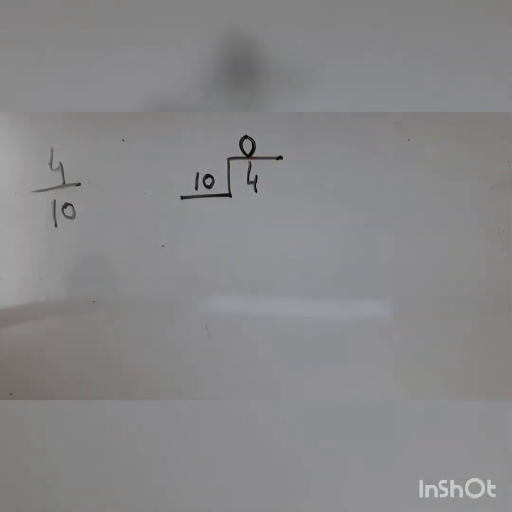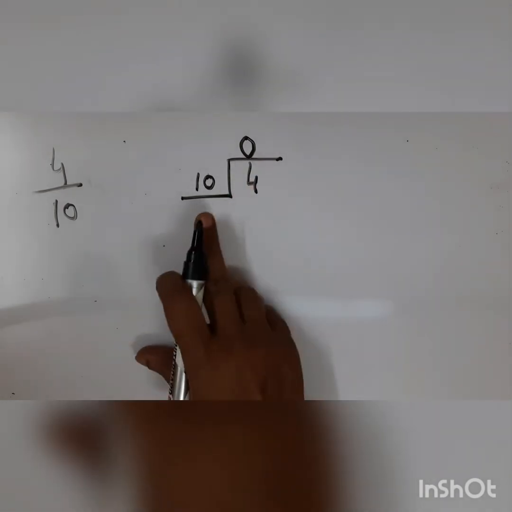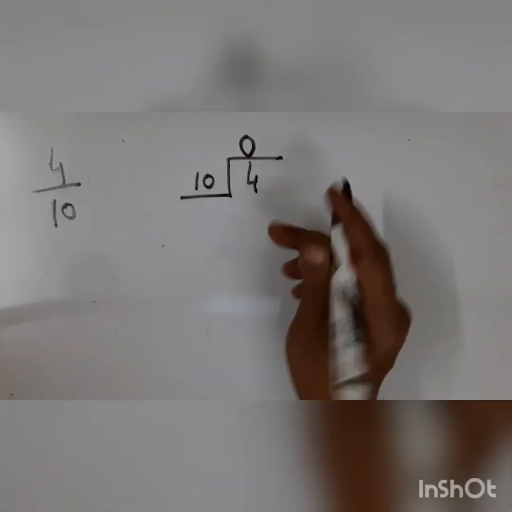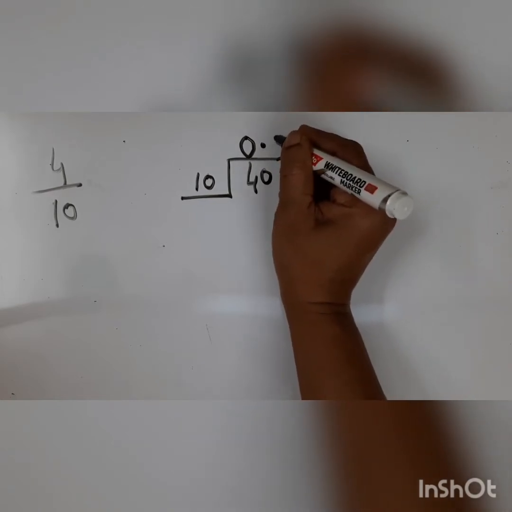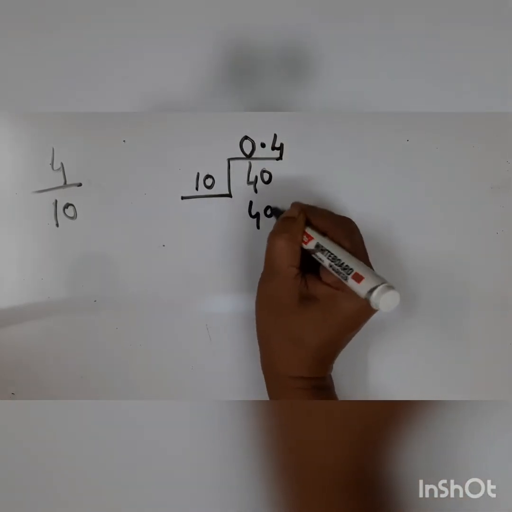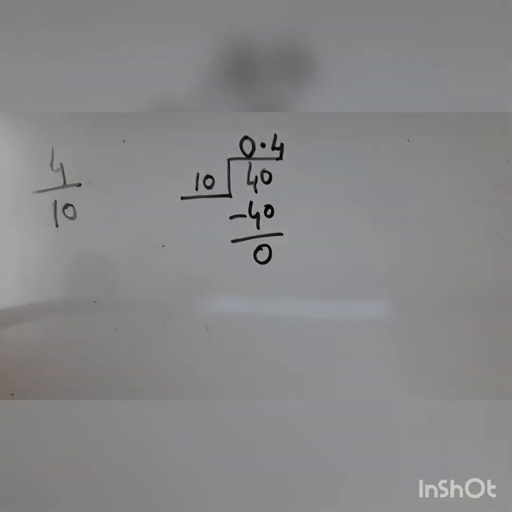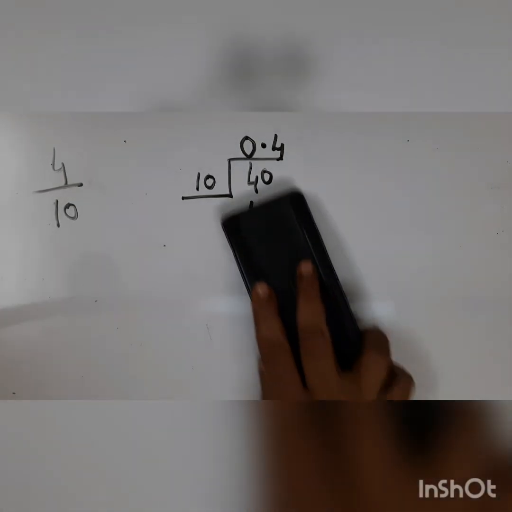0. Why are you adding a 0 here? Because 10 does not go into 4. Now you put a decimal here and then you put a 0 and then you get 10 4s are 40. Right?